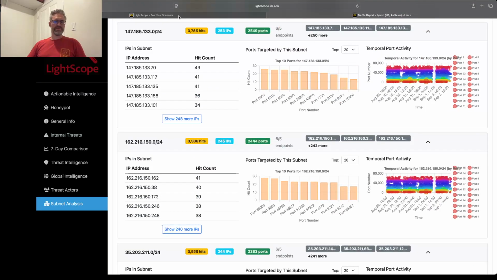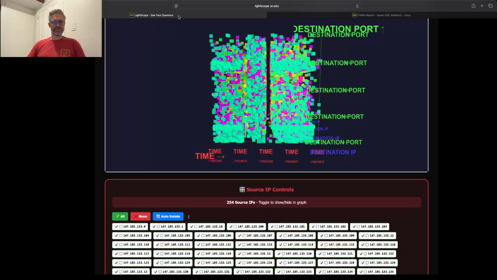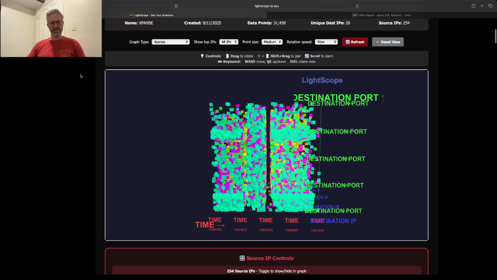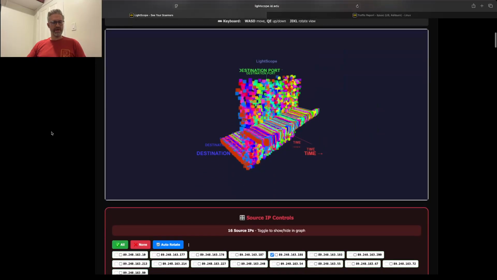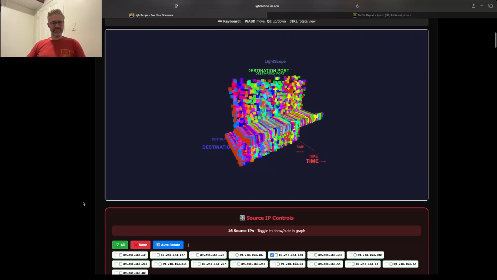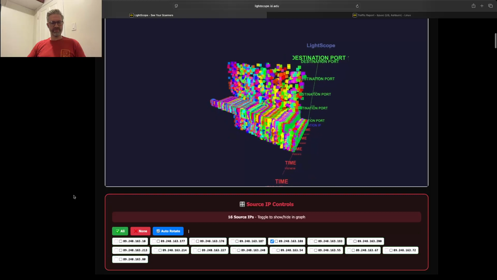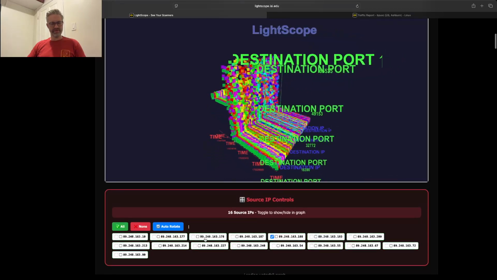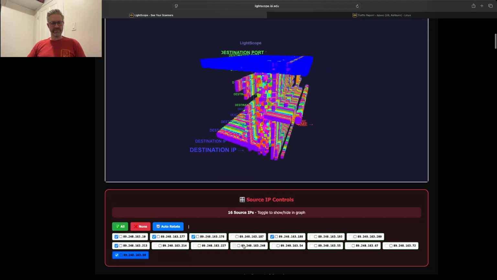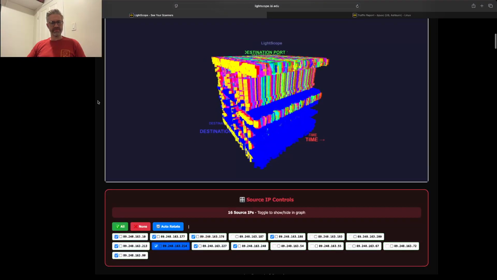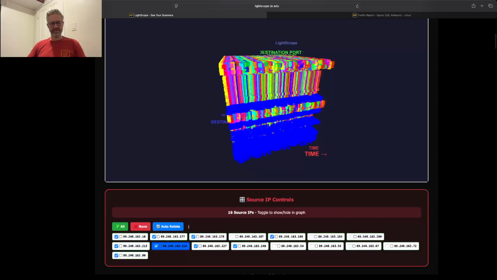So again, this is Lightscope. This is some of my research. I was talking about temporal analysis to sort of de-shard these scans. We've looked at some of the scans that were coming out of the Netherlands and how interesting they are, how all these sort of pieces fit together. And this is Lightscope. If you're interested, come check it out. It's at lightscope.isi.edu.